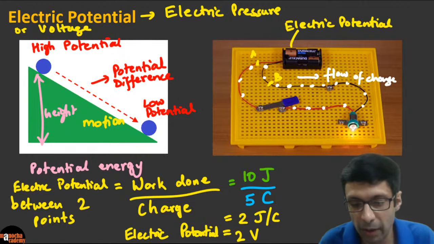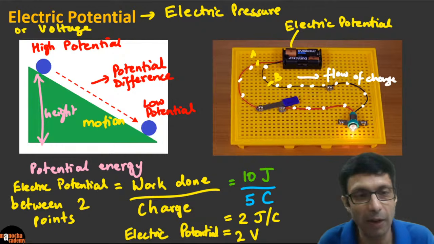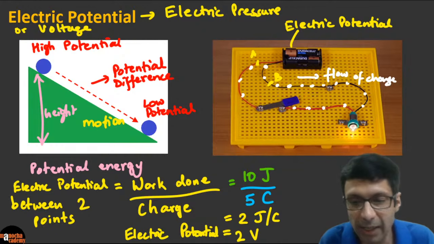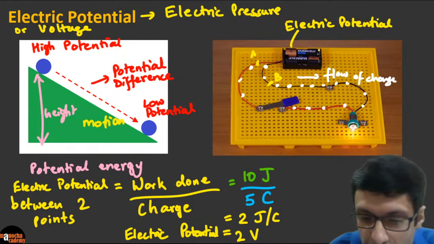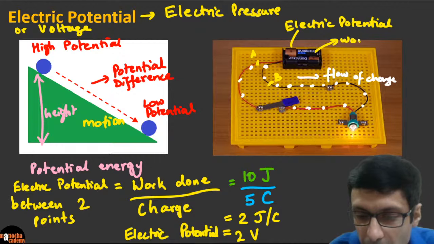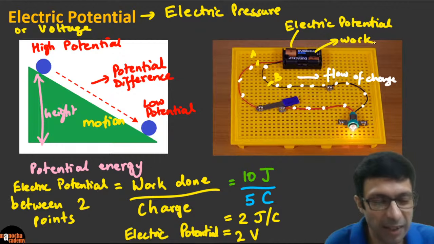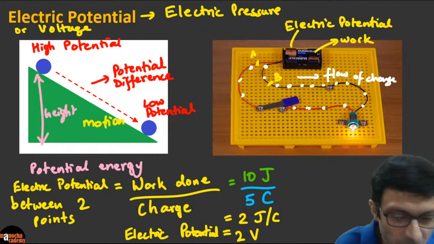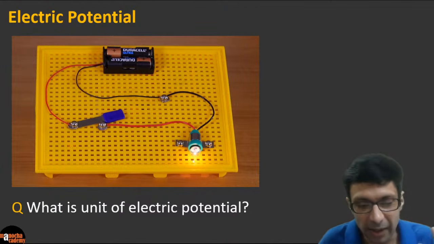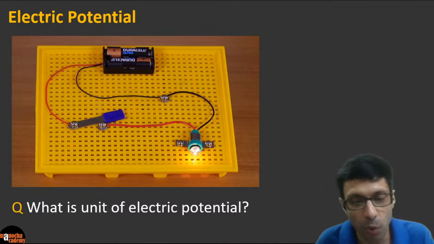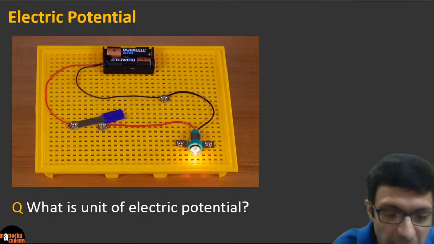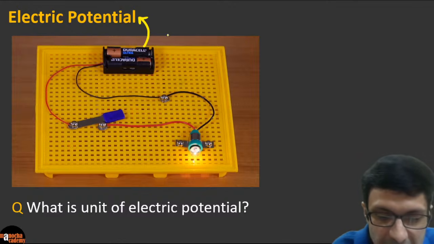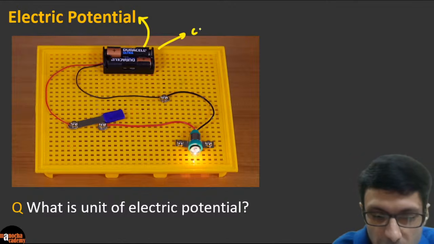Joules per coulomb, and we have 10 joules per 5 coulomb. And who's doing the work, guys? The work is done by the cells here. They are doing the work. Is that clear? That is the important thing here, that electric potential is the work done by these cells. So who's doing the work? These cells. Very important for you to remember.